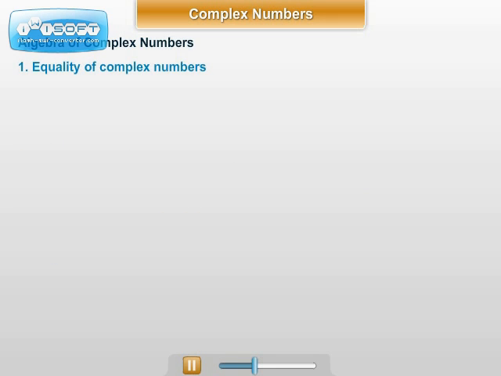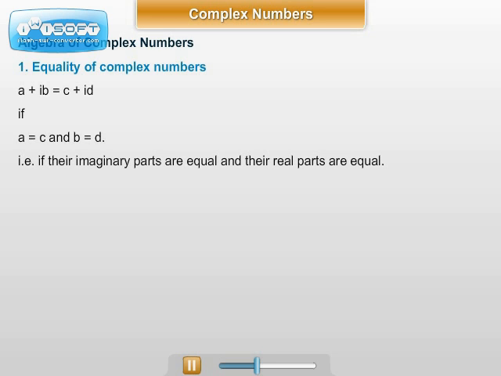Now we discuss equality of complex numbers. Definition: two complex numbers a plus ib and c plus id are said to be equal if a equal to c and b equal to d. Thus, two complex numbers are equal if and only if their real parts are equal and also their imaginary parts are equal. If a plus ib equal to c plus id, then a equal to c and b equal to d. This is called equating the real and imaginary parts separately.